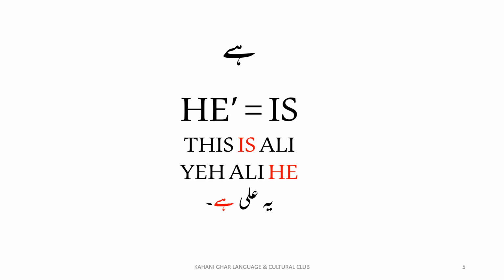Next word is hai. This is Ali. Ye Ali hai. In Urdu, the structure of a sentence is that the subject comes at the start, then we have the object, and the verb is always at the end. So in English, it looks like this: Ali is. Ye Ali hai.